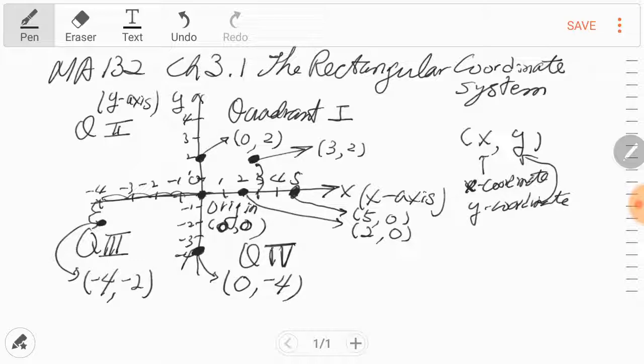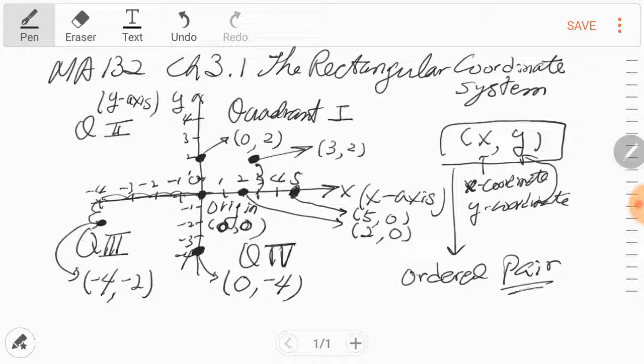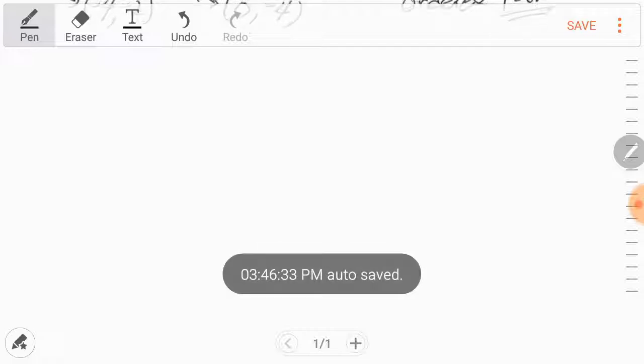And this combination of x coordinate and y coordinate is called an ordered pair. There are two values, so it's a pair. And the x value comes first and then the y value later, so it's an ordered pair. Then let's try an example, plotting a number.